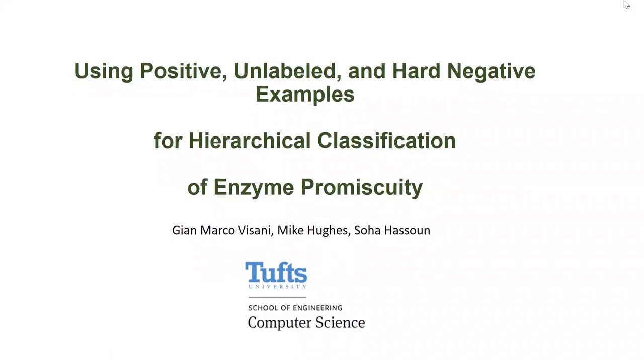And today I'm going to talk about my Laidlaw research, which is using positive, unlabeled, and hard negative examples for hierarchical classification of enzyme promiscuity. I performed this research with the help of my mentor, Professor Soha Hassoun from the CS department, and with the collaboration of another CS professor, Michael Hughes. And I promise you, by the end of this presentation, you will understand what the title means. I know you might be scared.